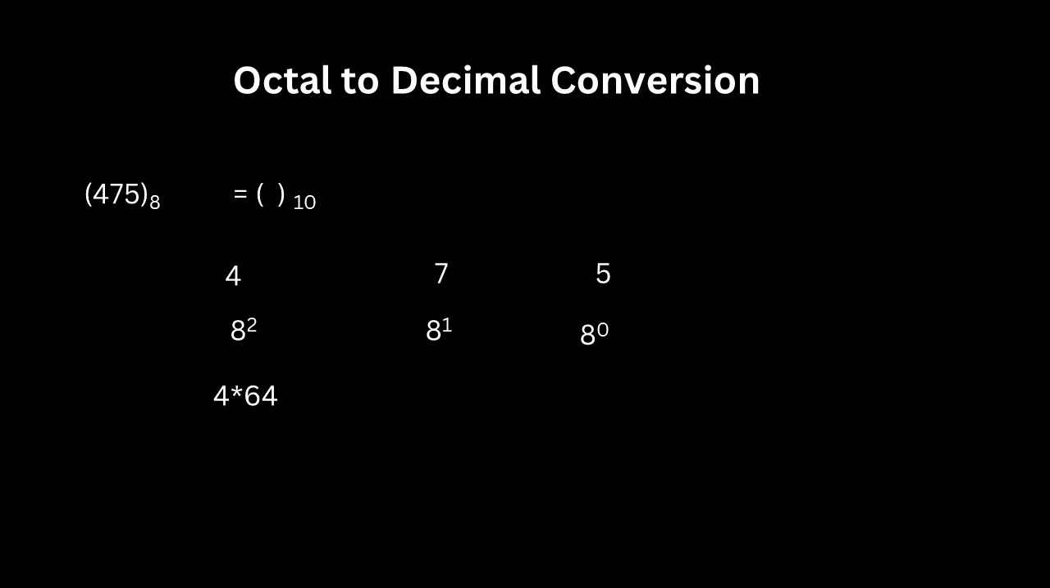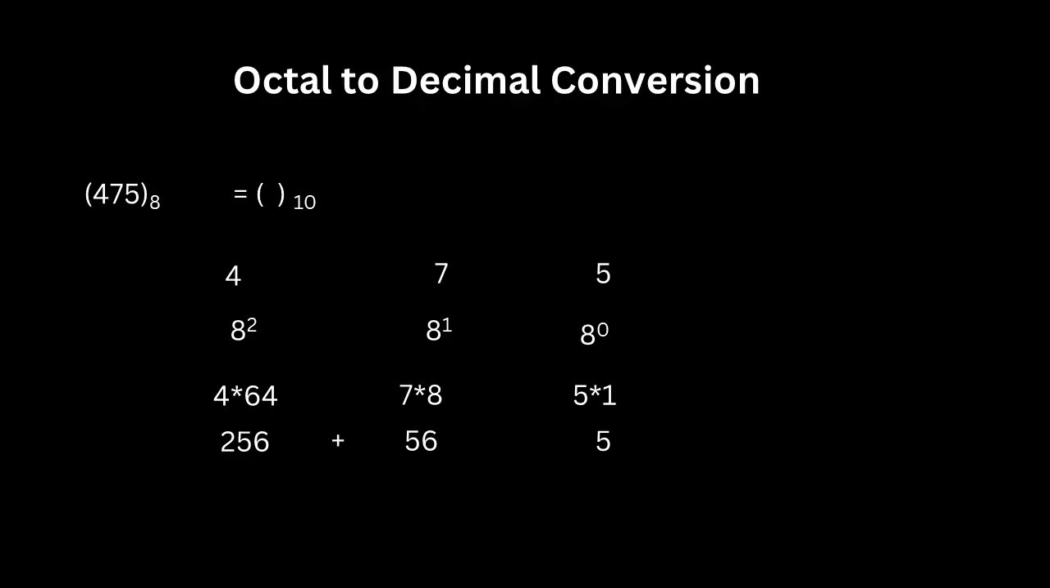Now multiply each digit by its corresponding power of 8. 4 times 64 equals 256. 7 times 8 equals 56. 5 times 1 equals 5.